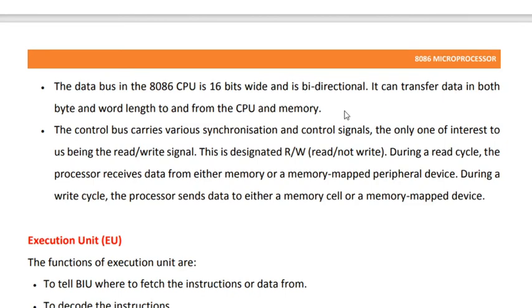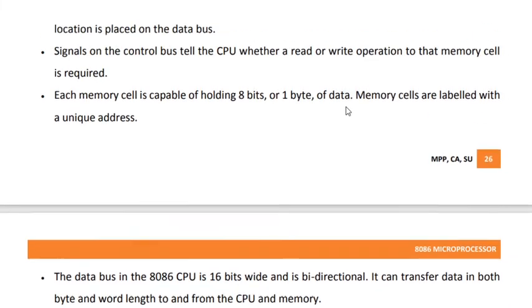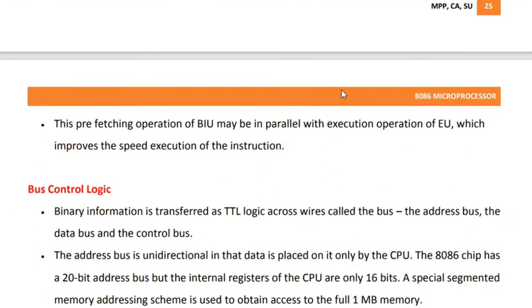Likewise, the data bus. The 8086 microprocessor has a 16-bit data bus which is bidirectional. This implies that it can be used to transfer data to or from the CPU. So it can transfer data in both byte and word to and from the CPU and memory. Likewise, we have the control bus. The control bus is used to carry out various synchronization activities to decide whether read or write is to be performed. So these are, in a nutshell, the roles of the address bus, the data bus, and the control bus.